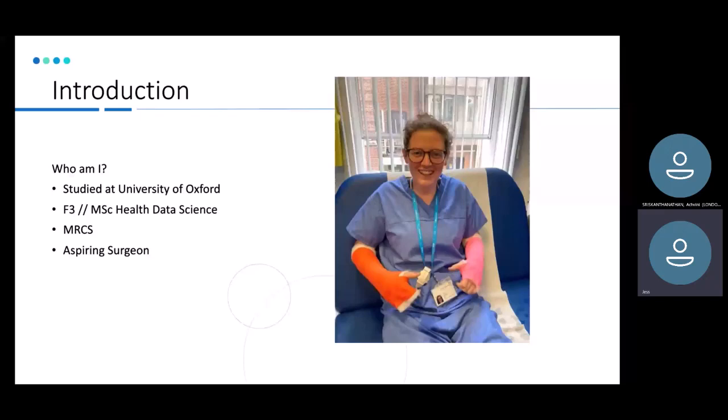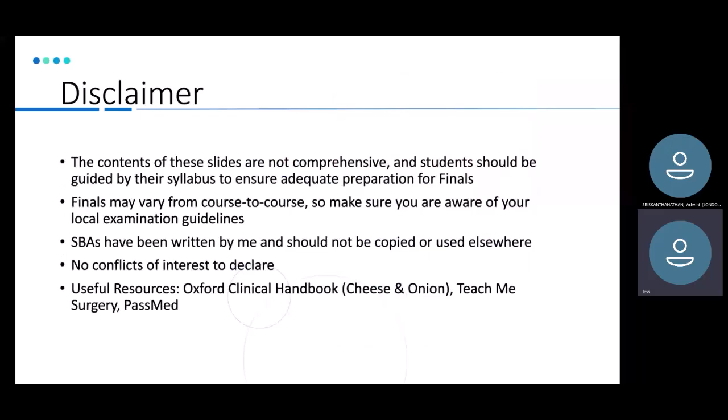So just a quick disclaimer, the contents of these slides are not comprehensive, and please make sure you refer to your local med school guidance about the syllabus that you need to prepare for finals. Also, the answers have been written by myself, so please don't copy them or use them elsewhere. And useful places to look for information, and that I used in my own revision, were the Oxford Clinical Handbook, Teach Me Surgery and PassMed.